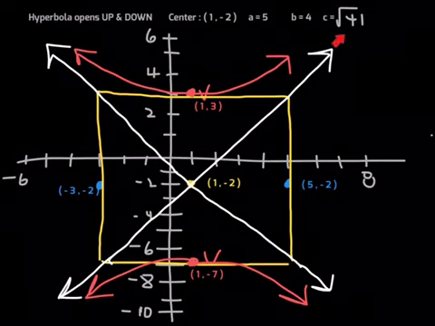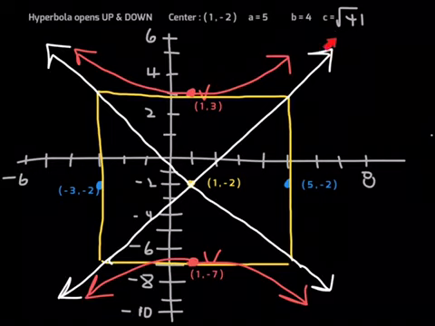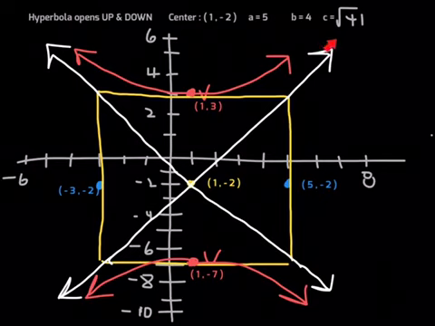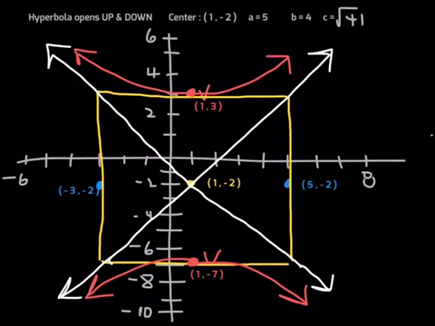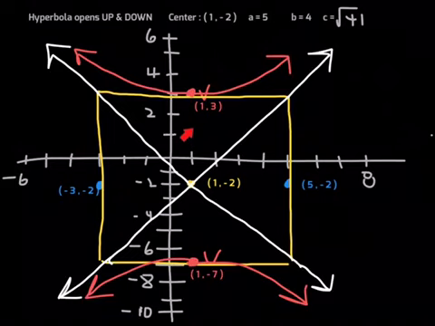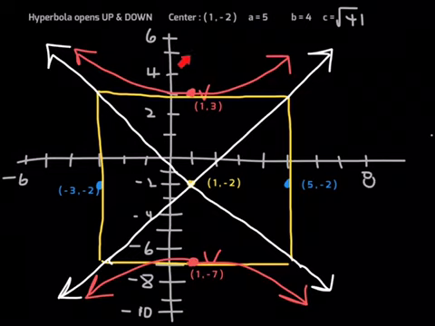Without using my calculator, I know that the square root of 41 is more than the square root of 36, which is 6. And I know it's less than the square root of 49, which is 7. So I know the square root of 41 is between 6 and 7 units. So when I move up the square root of 41 units from my center, I'm going to end up more than 6 units up, right? Which would be between 4 and 5 units on the y-axis. So about right there, okay? So my first focus is going to be about right there, okay?